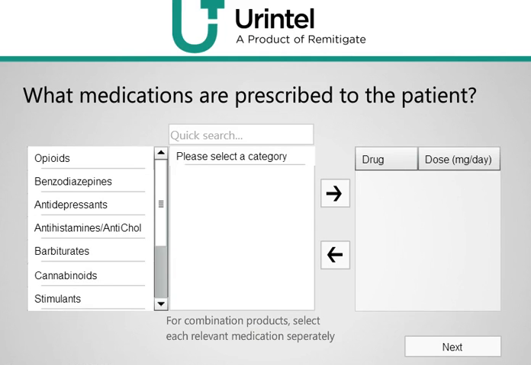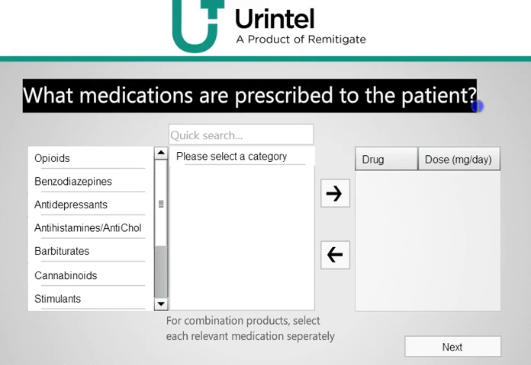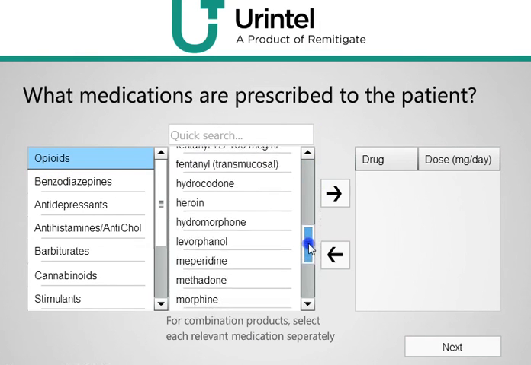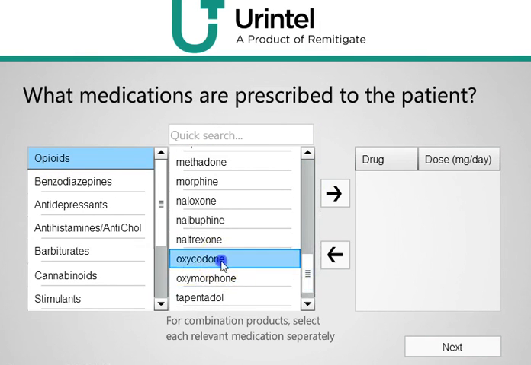In this application, you're allowed to select medications either by pharmacological class or you can type them in. So the very first screen is asking you what medications are prescribed to the patient. So I'm going to walk you through an example. This female patient is on opioids, and the opioid she is on is oxycodone. Click the arrow, bring it over, type in the milligram dose for the day, in this case 20 milligrams.